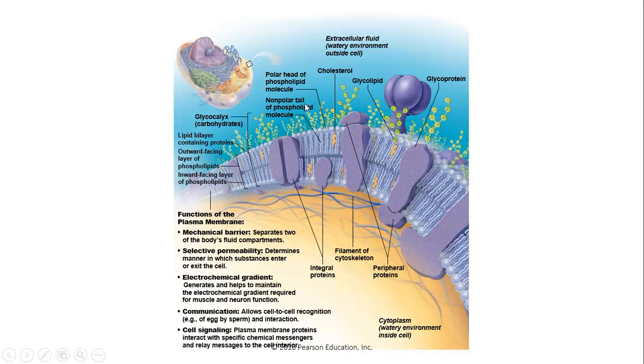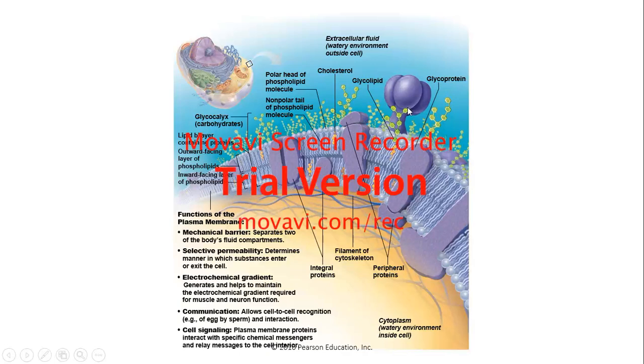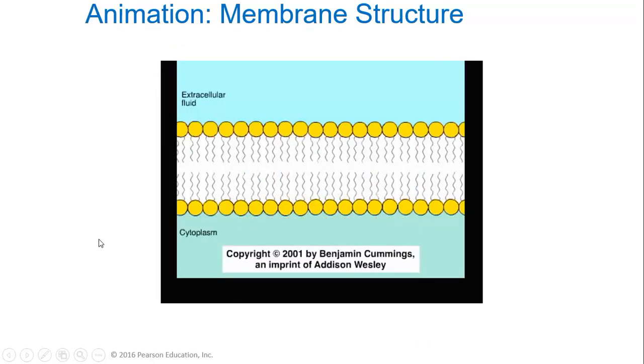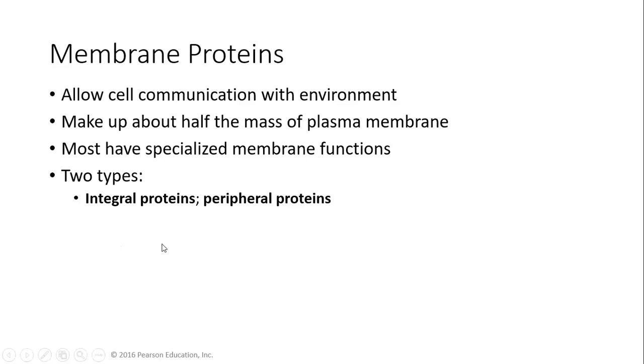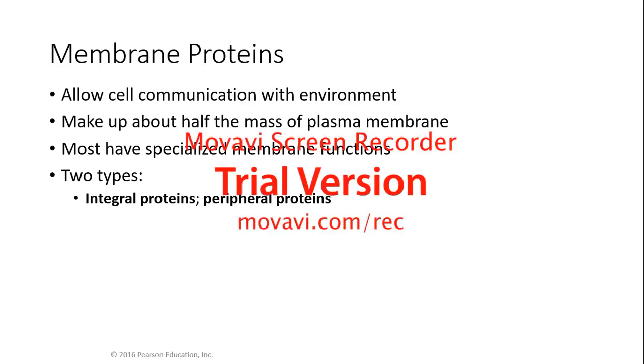Again, you see these carbohydrates, these sugars attached to the outside of the cell. Then you can also have peripheral proteins that can act as receptors on the outside of the cell. So again, membrane proteins, two types: integral proteins, which are embedded within the plasma membrane, and peripheral proteins, which are associated with the outside of the cell membrane.